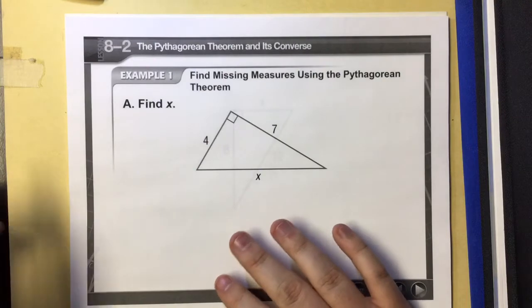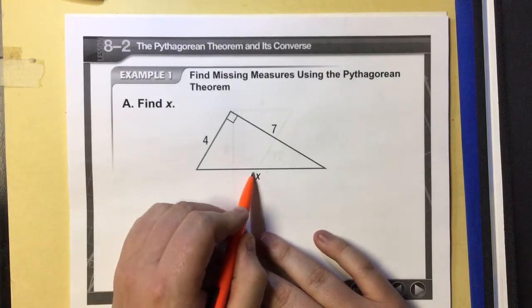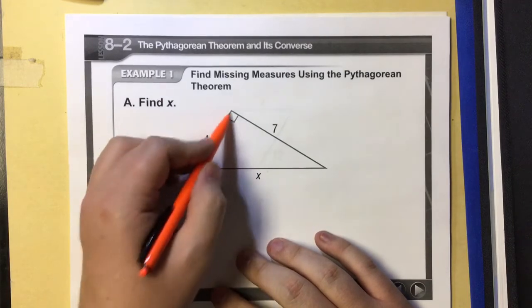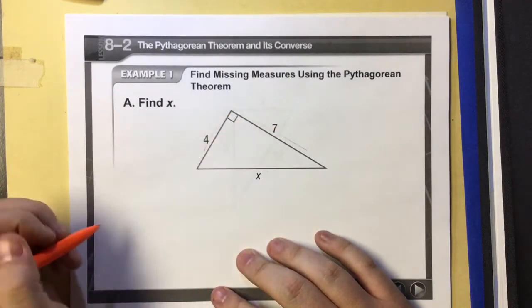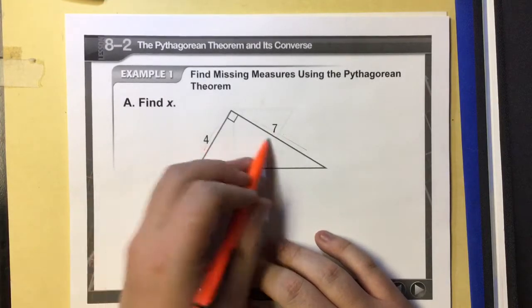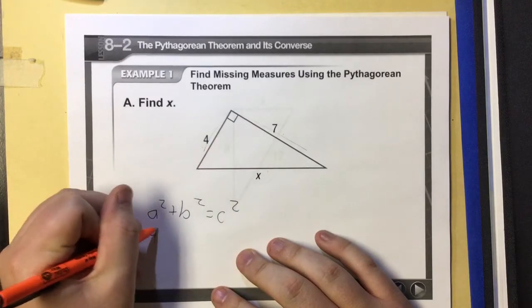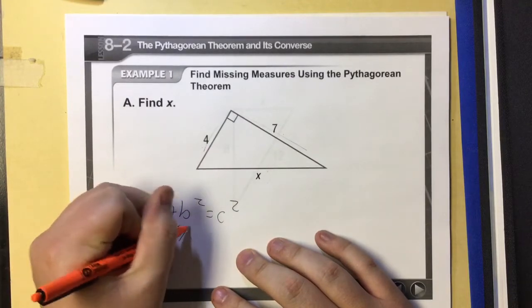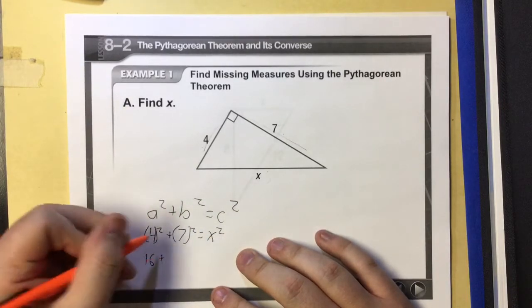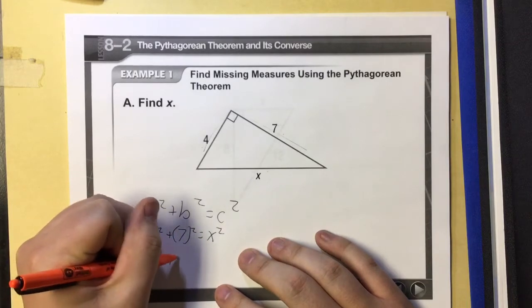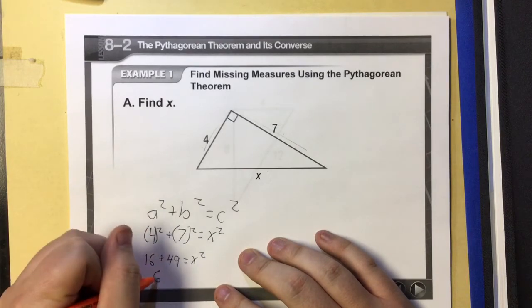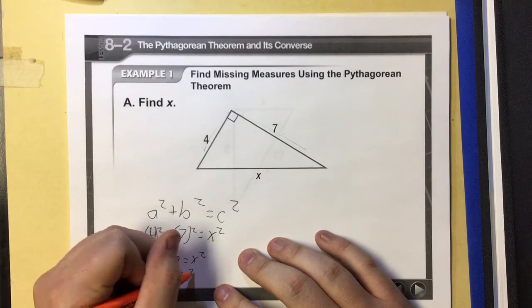All right, so here we go. First example, find x. Right here, first thing we have to do is figure out, is x the hypotenuse or one of the legs? Well, 4 and 7 are the ones that touch it, so those are the legs. So I do a squared plus b squared equals c squared. 4 and 7, doesn't matter which one's a or b. 4 squared plus 7 squared equals x squared. 4 squared is 16. 7 squared is 49. Add them together and we get 65 is equal to x squared.